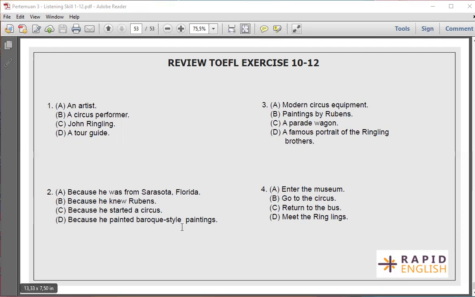Number 1. Who is probably talking? Number 2. Why did John Ringling become famous? Number 3. What is included in the circus gallery? Number 4. What should the people do in 3 hours?